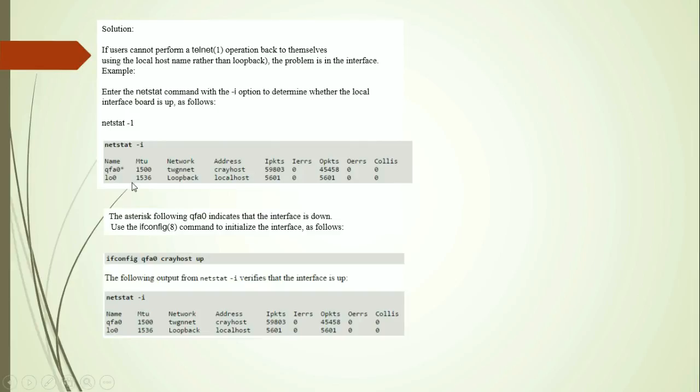So netstat -i. You should be able to see this information here. The asterisk following QFAO, under the name, indicates that the interface is down. Use the ifconfig command to initialize the interface. Okay, after doing that, the output from netstat -i verifies that the interface is up. You should be getting this.